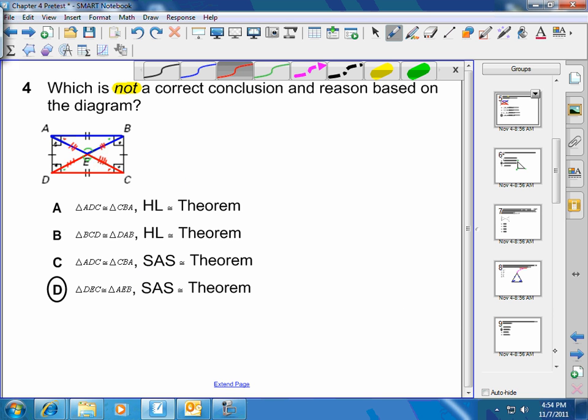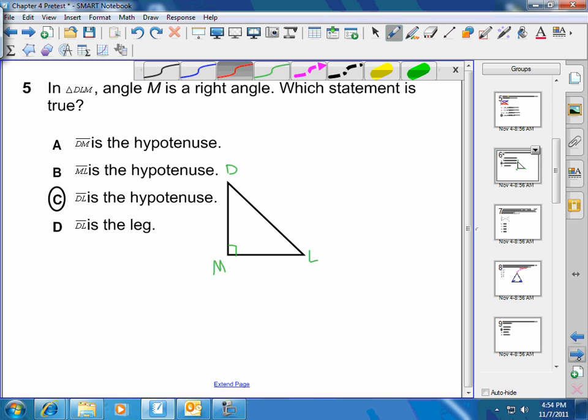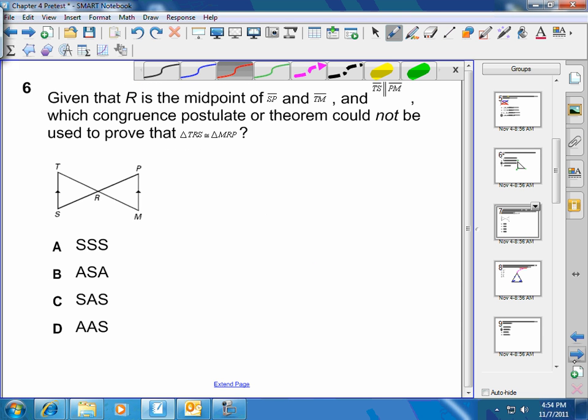All right, looking at number 6, given that R is the midpoint of segment SP and segment TM, and segment TS is parallel to PM, which congruence postulate or theorem could not be used to prove that those triangles are congruent, which could not be used? So let's go ahead and, you can't mark on the test, but you could copy this, and it may help to mark what's given. So we know that R is the midpoint of SP and TM. So that means that PR is congruent to SR, and TR is congruent to MR.